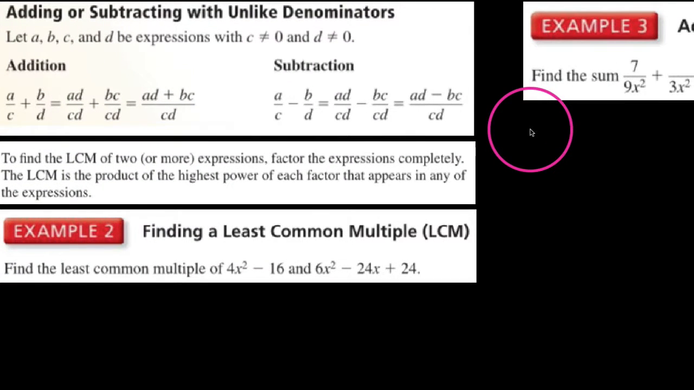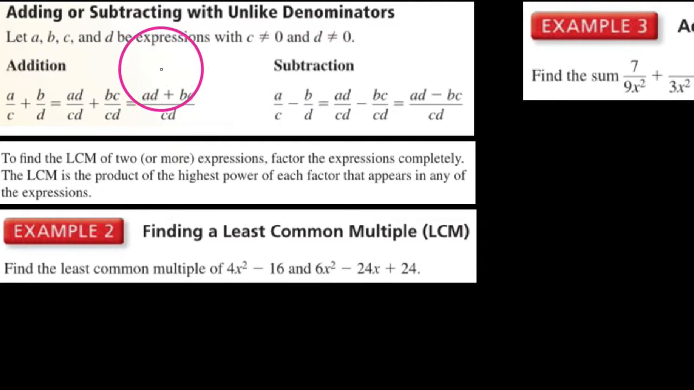Okay YouTube, in our last video, we explored how to add and subtract rational expressions already having common or like denominators. In this video, we're going to focus on how to add two rational expressions, especially those containing variable expressions, when you don't have a common denominator. And so we're going to look at actually two different methods for doing this.